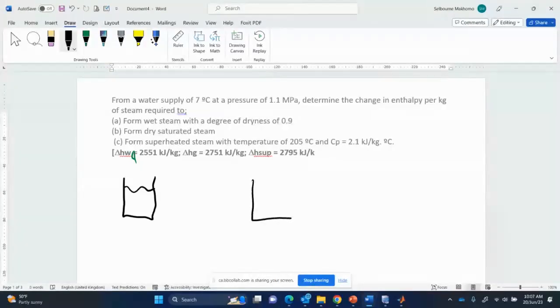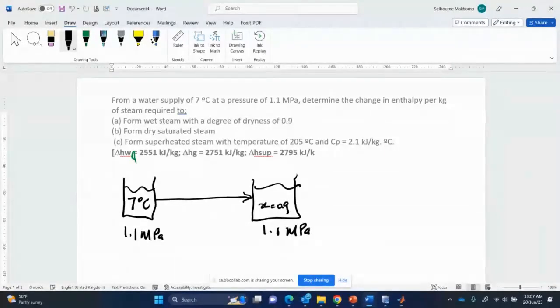Right. So this is what we have. We have water at 7 degrees Celsius. That is the temperature of water. And the pressure of this water is 1.1 megapascal. And then here we have a wet steam. The pressure, remember, is still the same. And the dryness fraction here is 0.9. So the question says calculate the energy that is required, delta H, to change water from 7 degrees Celsius to make it wet steam of 0.9.